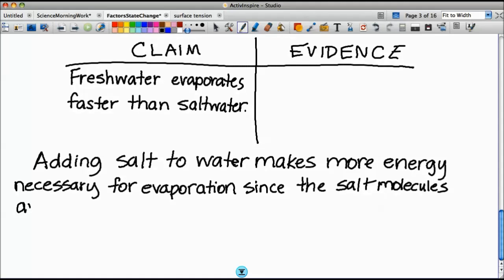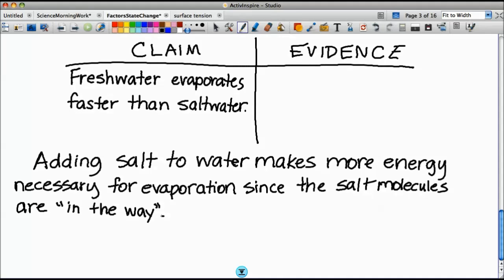Now, when I say "in the way," I'm going to put that in quotes because that's not really a scientific way to explain it, but it's a good way for us to think of it, to give us an idea of this concept. So adding salt to water makes more energy necessary for evaporation because those salt molecules are in the way.